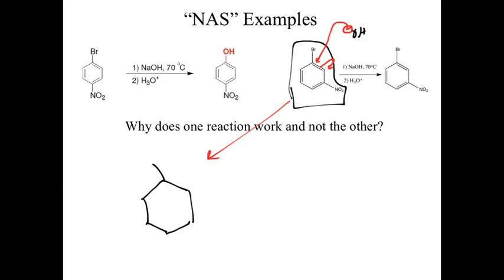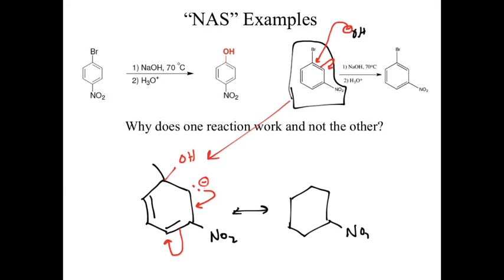Draw this guy out. There's our NO2. We've got our lone pair. We've got our OH. And if we go through and try and draw our resonance structures now, our electrons move down, charge moves across. What ends up happening? You'll notice that we do not put negative charge on the carbon that has the nitro.